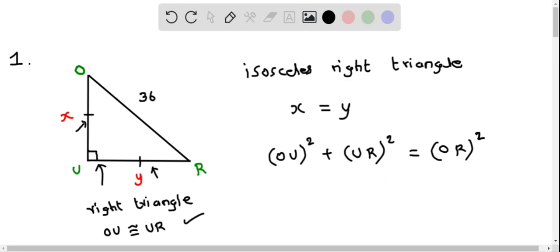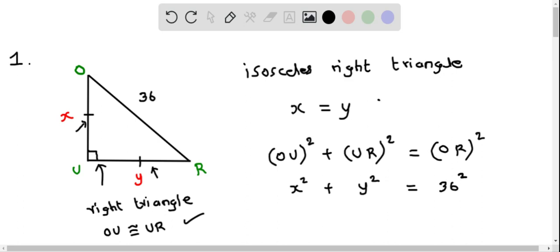Now let's substitute the corresponding letters or the variables represented by the side lengths. OU is represented by X, so this becomes X squared, and UR is represented by Y, so this becomes Y squared, and this equals, we know that OR is 36, so it is 36 squared.